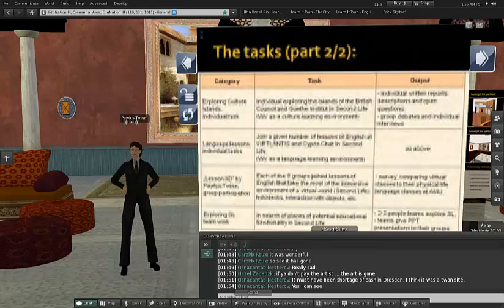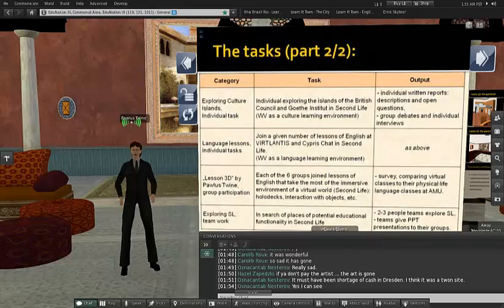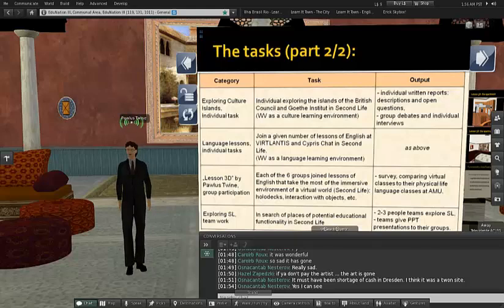That was the experiment, but students performed a lot of different activities, and these are the others. So first of all, the whole project started with exploring some culture islands. They were individual tasks. So at the very beginning, after some technical stuff that we had to do with the Second Life viewer, controls, avatar, and stuff, the first individual task for them that would be connected with learning a foreign language was to show them some culture islands.